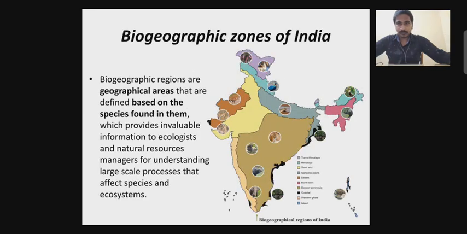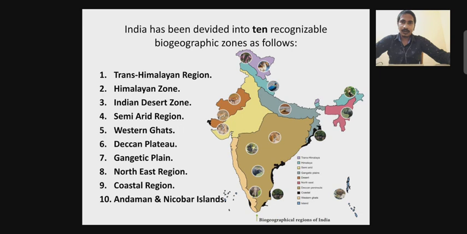Now, biogeographic zones of India. So what do you mean by biogeographic zones? These are those particular zones which are highlighted based on some specific species found on them, and those particular species provide invaluable information to the ecologists and natural resource managers for understanding large scale processes that affect species and ecosystems. Here you can see the different biogeographic zones of India marked in this map. In total, there are 10 biogeographic zones of India recognized till now.